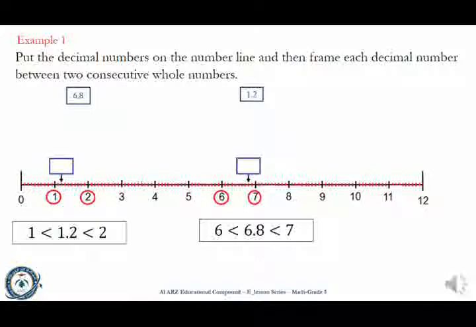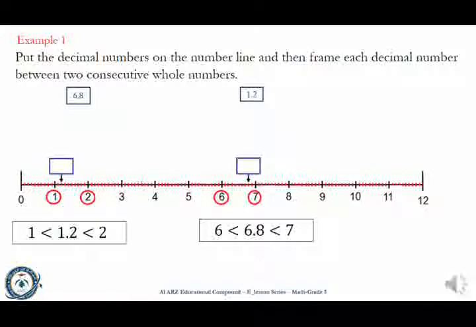6.8. Where can we put 6.8? Yes, it is between 6 and 7. So 6.8 goes between 6 and 7. It is here because after 6, I count 8 small parts, 8 tenths, 6.1, 6.2, 6.3, and so on till 6.8. So if I want to frame this number, I say that 6.8 is between 6 and 7, two consecutive whole numbers.